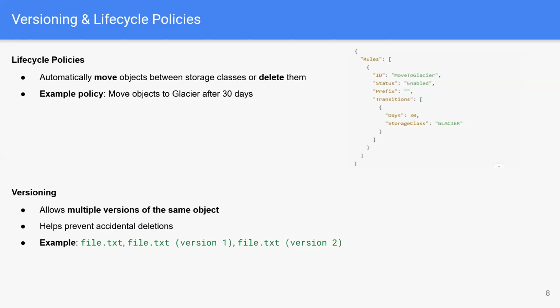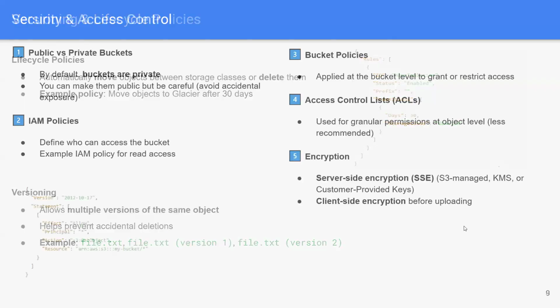And also S3 supports versioning, which allows you to keep multiple versions of the same object. So if you accidentally delete a file, you can restore the previous version. Yeah, let's move on to security and access control.